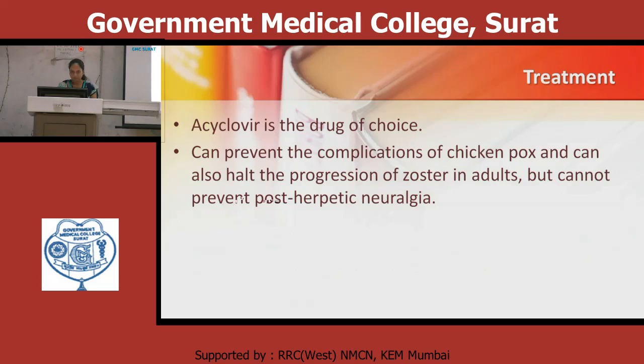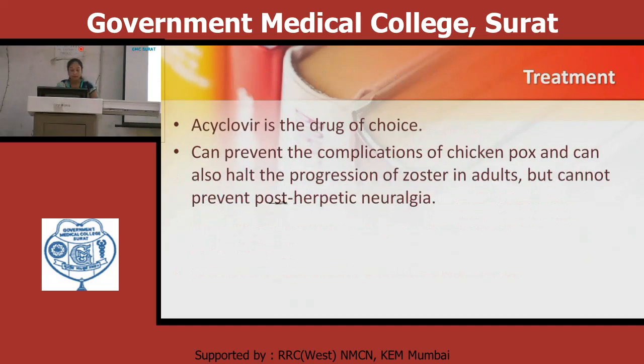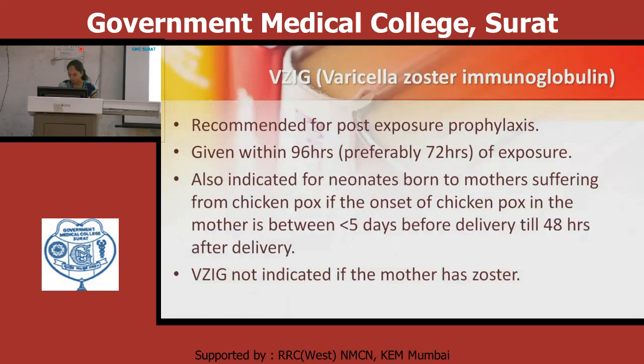Treatment: acyclovir is the drug of choice. Can prevent the complications of chickenpox and can also prevent the progression of zoster in adults, but cannot prevent post-herpetic neuralgia. Varicella zoster immunoglobulin is recommended for post-exposure prophylaxis, preferably given within 96 hours, ideally 72 hours of exposure. Also indicated for neonates born to mother suffering from chickenpox if the onset of chickenpox in the mother is between less than 5 days before delivery till 48 hours after delivery. Varicella zoster immunoglobulin is not indicated if the mother has zoster.